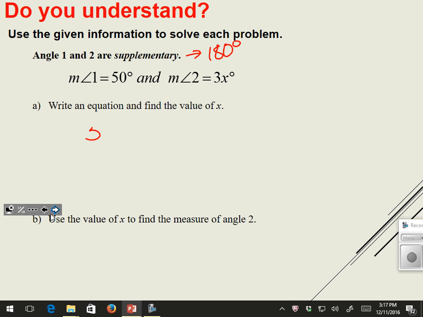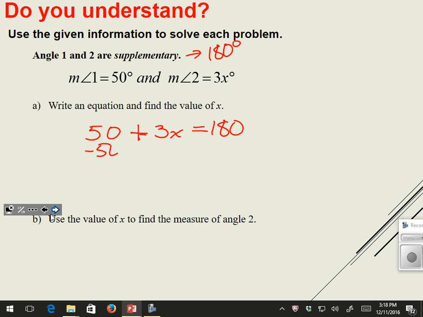So 50 degrees plus 3x. I'm not going to write the degree symbol. I'm actually going to put 50. 50 plus 3x equals 180 degrees. Because angle 1 equals 50 degrees, and angle 2 is equal to 3x degrees. So 50 plus 3x equals 180. I'm now going to solve this.